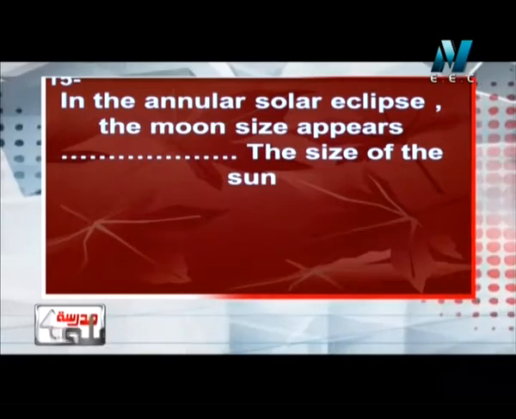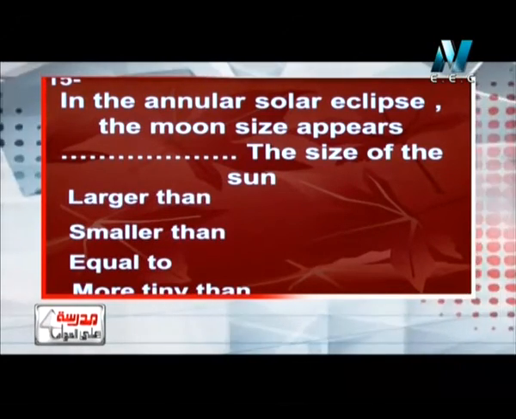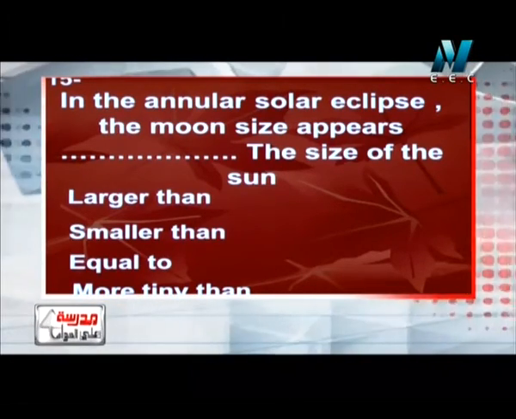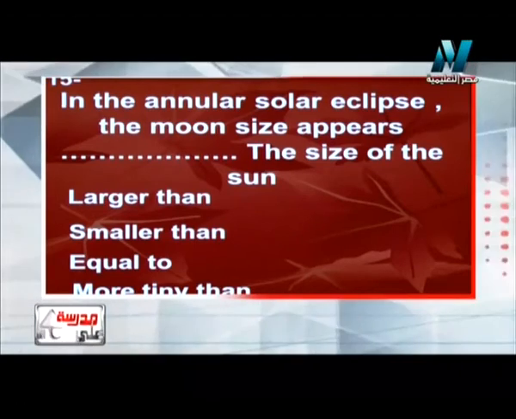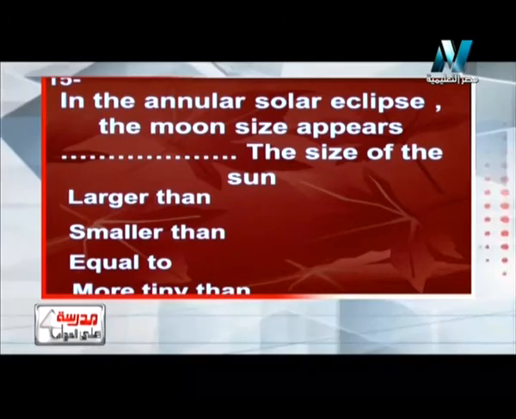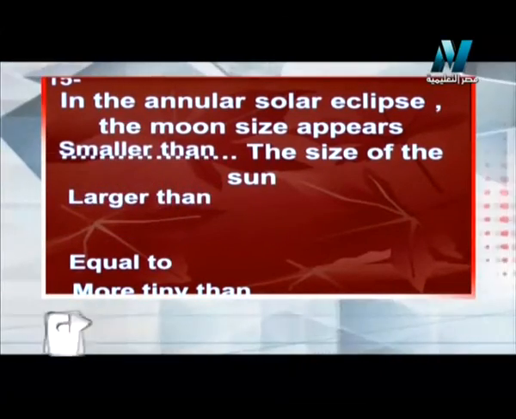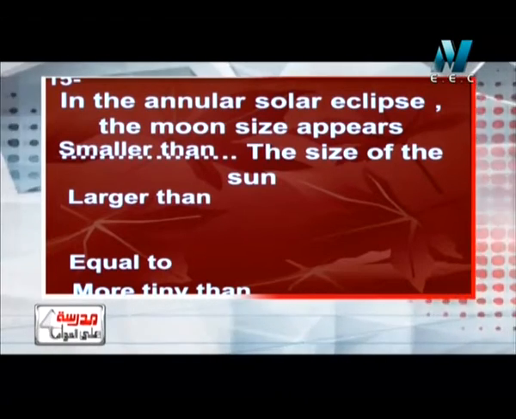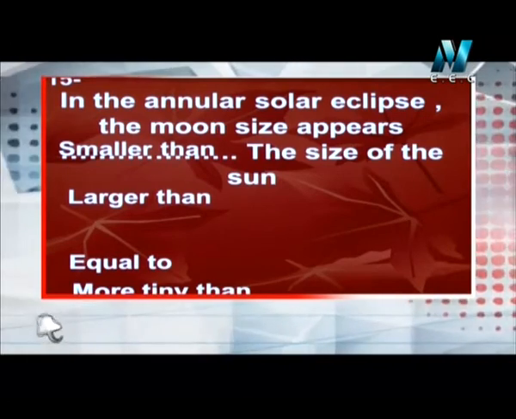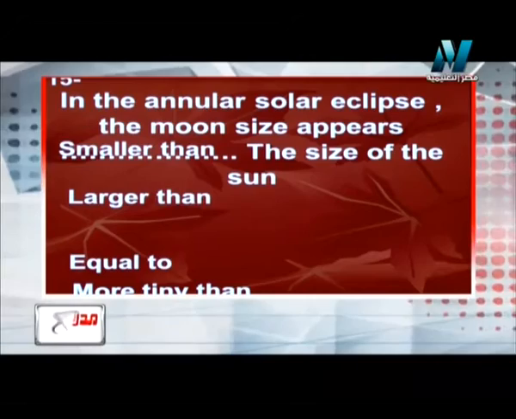In the annular solar eclipse, the moon appears larger than, smaller than, equal to, or more tiny than the size of the sun. In this type of eclipse, we can see only the margins of the sun, the lighting ring of the sun. So the moon is smaller than the sun, because it hides most, not all, of the size of the sun.